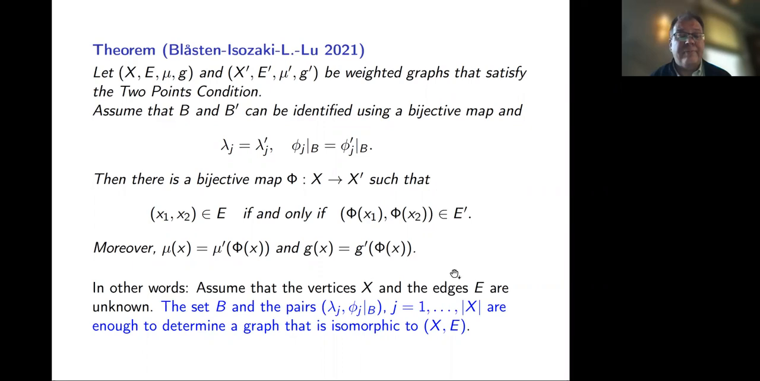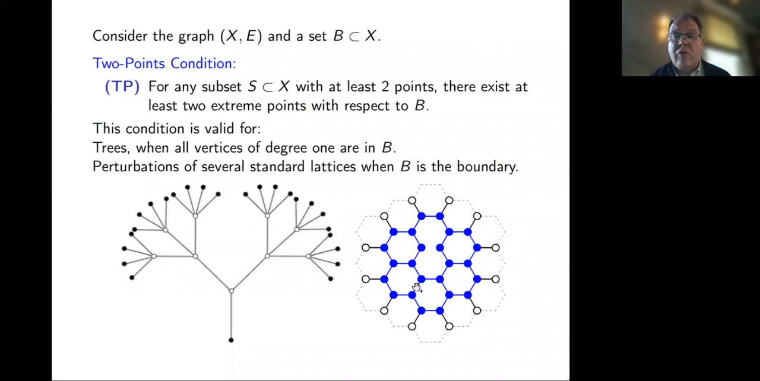So what this basically means is, if we assume that the two-point condition is satisfied, then knowing the observations at B and the spectral data, eigenvalues and restrictions of eigenfunctions, they determine uniquely a graph that is isometric to the graph that we consider. So we can determine the graph, the missing vertices, like in this picture all these blue vertices, and all the connections and weights in this graph uniquely.